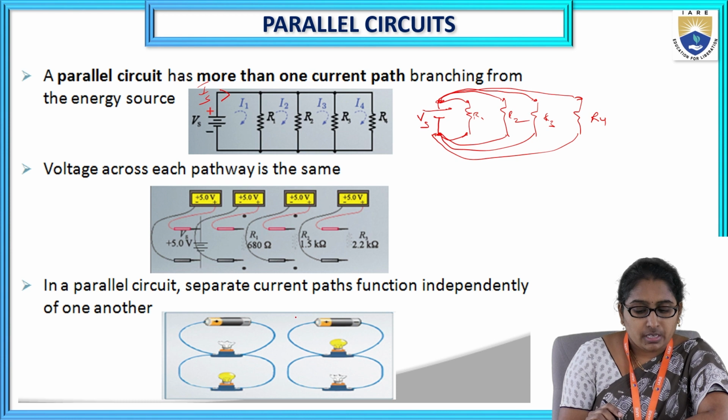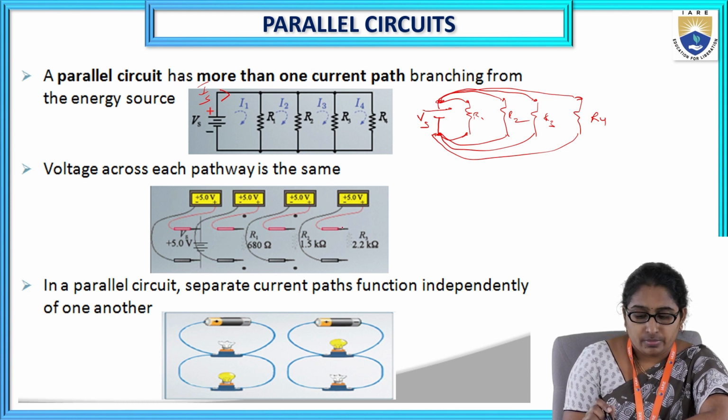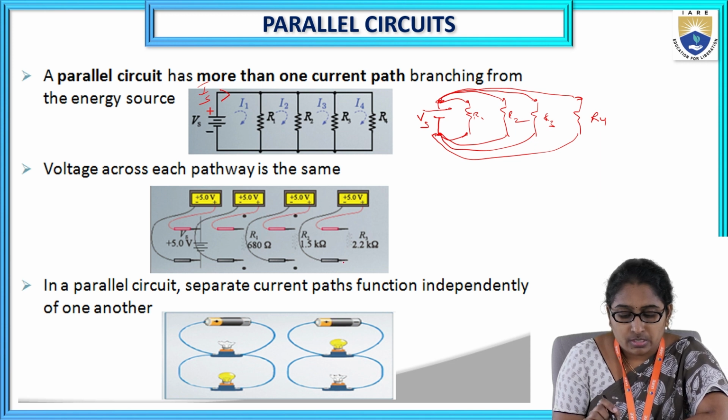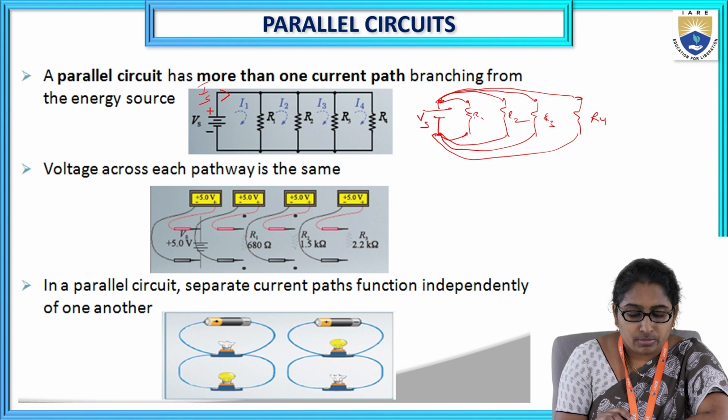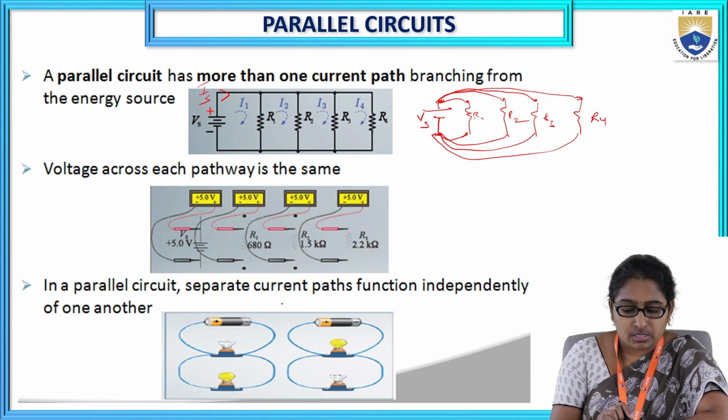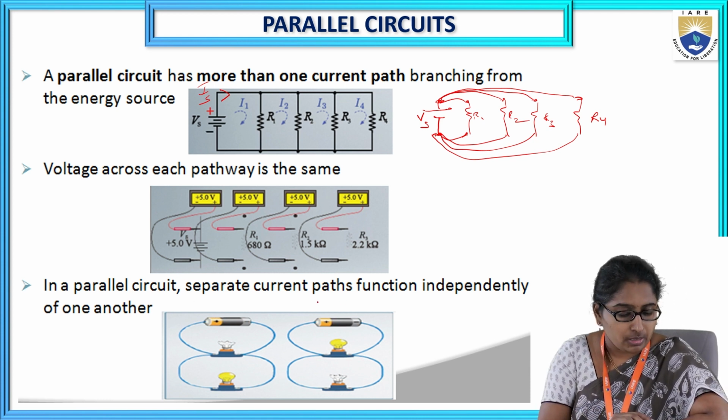Now see that this is just for an understanding. See that, a 5 volts battery only. For the 5 volts battery, R1 is connected, R2 is connected, R3 is also connected. The same battery is shown here, here, here. In a parallel circuit, separate current paths function independently of one another.